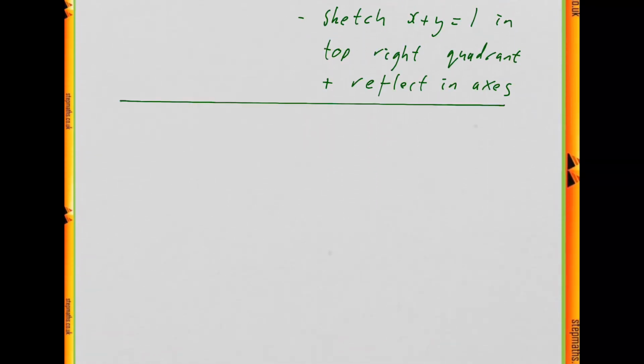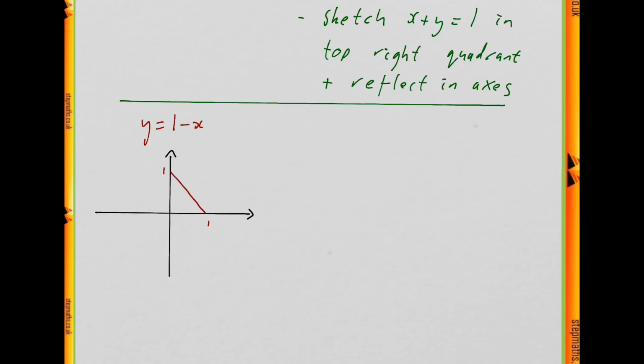So let's try doing that. So what does x plus y equals 1 look like? Well, that's the same as y equals 1 minus x, and that's just a straight line passing through (1, 0) and (0, 1). And we're only drawing this in the top right quadrant. So you could also find separate equations for these quadrants.